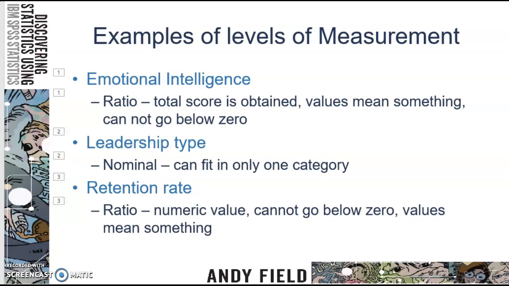Now, I also realize that some of your surveys are going to be measuring leadership type. All right, and based on the numeric value is going to determine whether somebody's a leader, what type of leader they are. But if you had to ask a person, oh, are you a transformational leader? What type of leader are you? Then they're going to just tell you. Retention rate is ratio. It's a numeric value, cannot go below 0, and those values mean something.